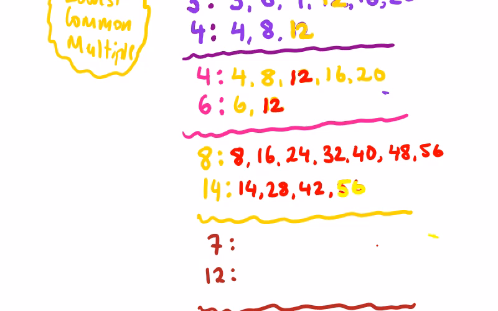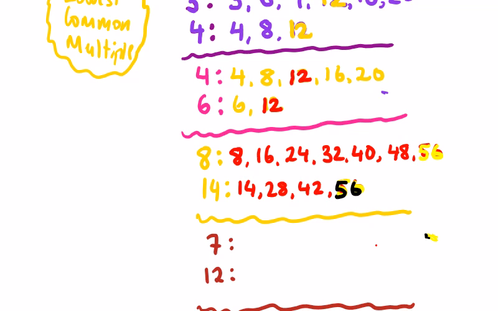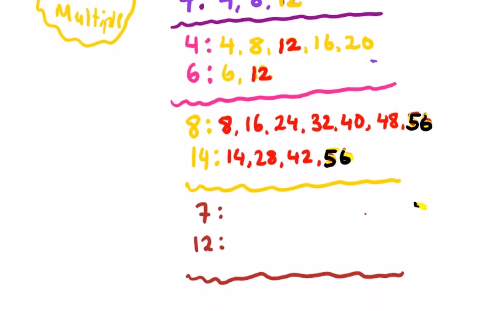56 is in both. And that yellow color is horrific, so I'll change it to black. 56 in both. Take your time, write it out neat and tidy. You've loads of time in the exam to be neat.